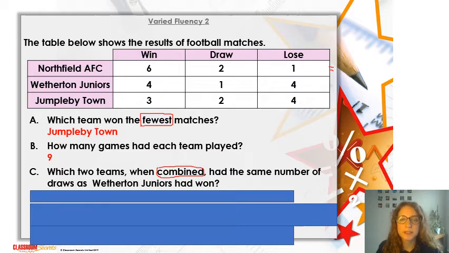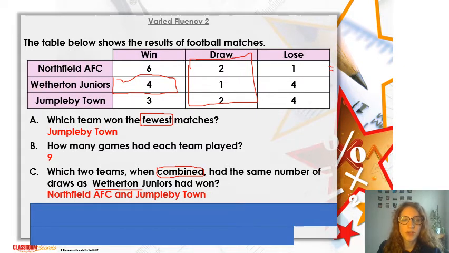Okay, so we need to combine in the draw column 2 teams that make the same as Wetherton Juniors had. So Wetherton Juniors won 4 matches. Okay, so which 2 teams, if we add their scores together, also make a total of 4? All right, so it was Northfield and Jumbleby, however we're saying that one. Okay, so we can see we've got a 2 here and a 2 here. 2 and 2 makes 4.